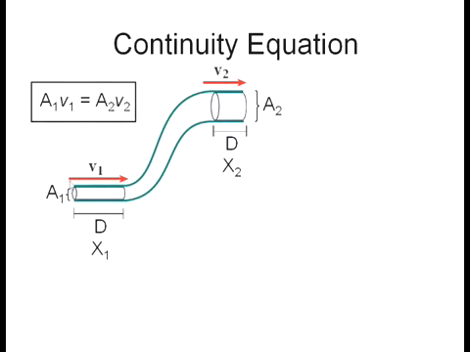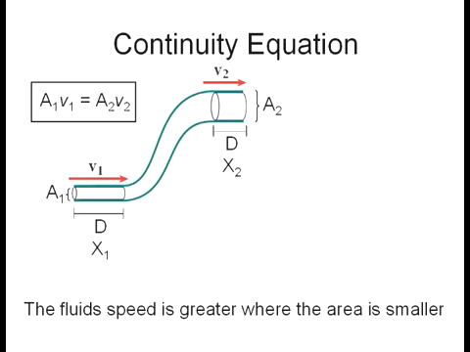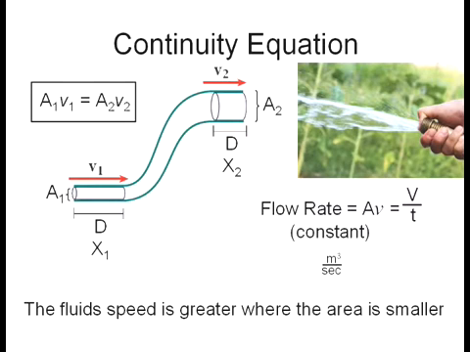So if we have a small area, it has to be going faster. If we have a large area, it has to be going slower. The fluid speed is greater where the area is smaller. That's what's happening when you're putting your thumb over a garden hose. You're making a smaller area for the opening, and that means the water is going to be going faster at that point.